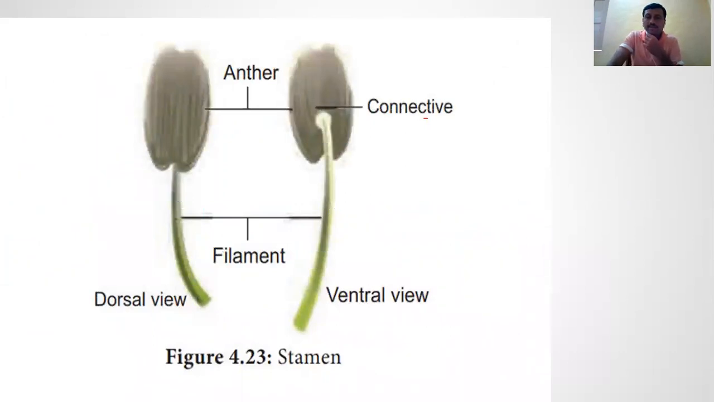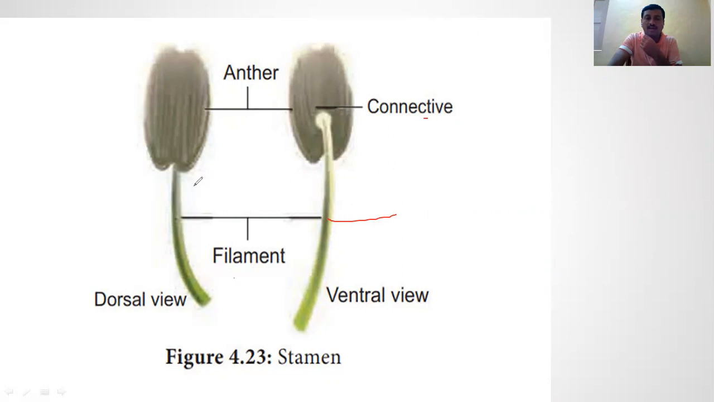The stamen is the singular, and the unit of the stamens is called the androecium. These are two views, dorsal view and ventral view. The stamens are divided into three parts. First, the filament. It is also known as the stalk of the stamen.